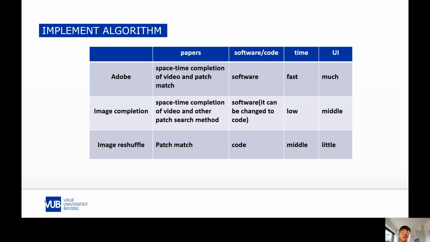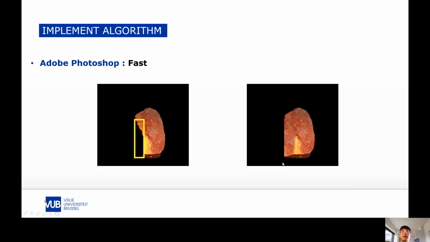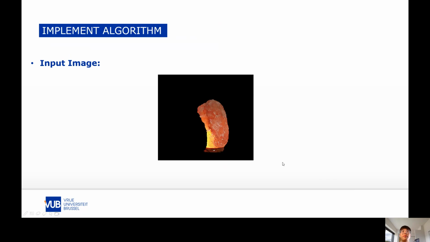Here we have three methods to complete the image. You can see in the table: Adobe, image completion, and image reshuffle. Some are software, some are code. Now we compare every method using one single image. This is the original picture, and we want to complete the left dark hole.